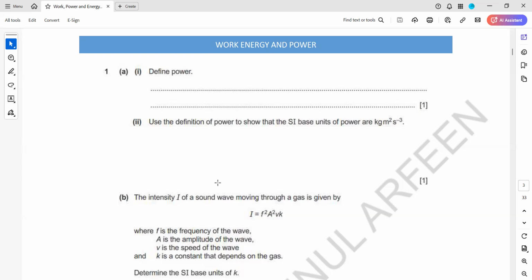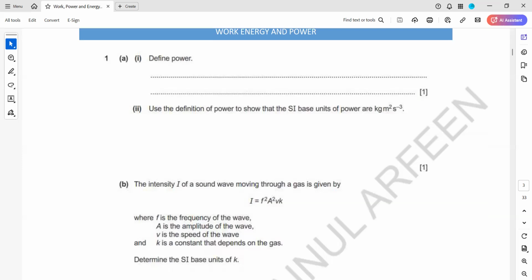Use the definition of power. Show that the SI base unit of power is kilogram meter square second raised to power negative 3. Whenever you want to write the base unit, first thing you always write is a formula for that quantity. Any formula you remember, like let's say you remember a power formula, force into velocity, you can write that. If another student remembers that power is energy over time, that's also fine. Another student remembers power is work divided by time, that's also fine. Any formula you remember, you use that to work out.